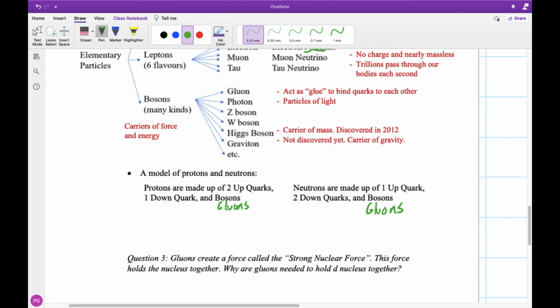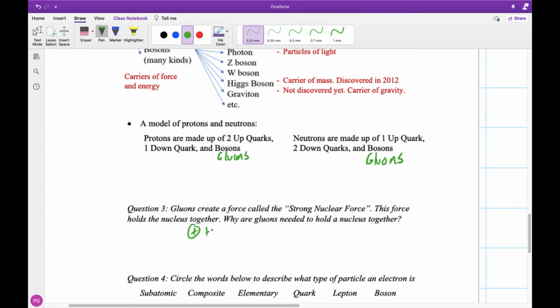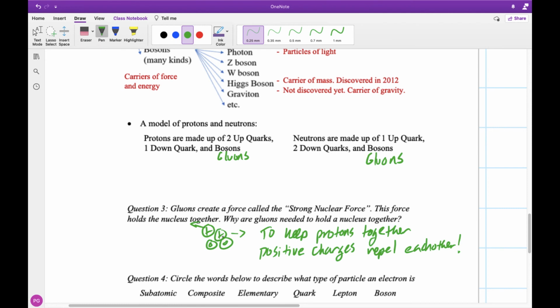But why would we need something to hold our nucleus together? Why wouldn't these quarks just kind of hang out together? What's wrong with that? Well, if you think about our protons in our nucleus, right? Remember, our nucleus is made up of a bunch of protons and neutrons. Well, we talked about how when we have 2 positive electrical charges that they want to be away from each other, right? They want to get away from each other as much as they can. So we need this strong nuclear force to keep these positive charges together. The key here is that protons with positive charges are going to repel each other. So we need this strong nuclear force to keep these protons together.